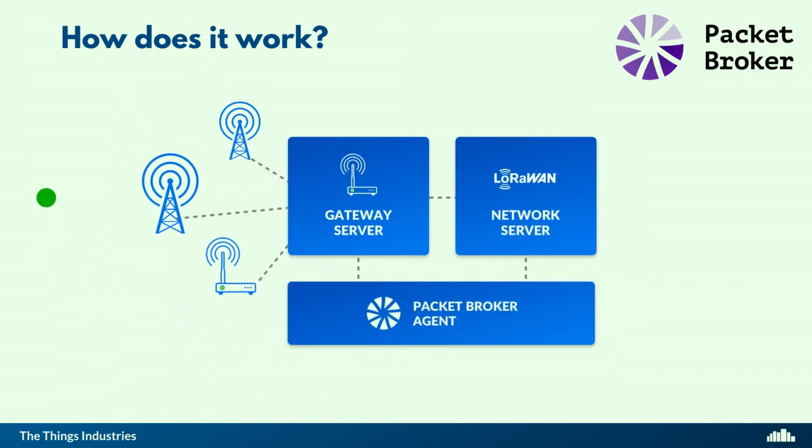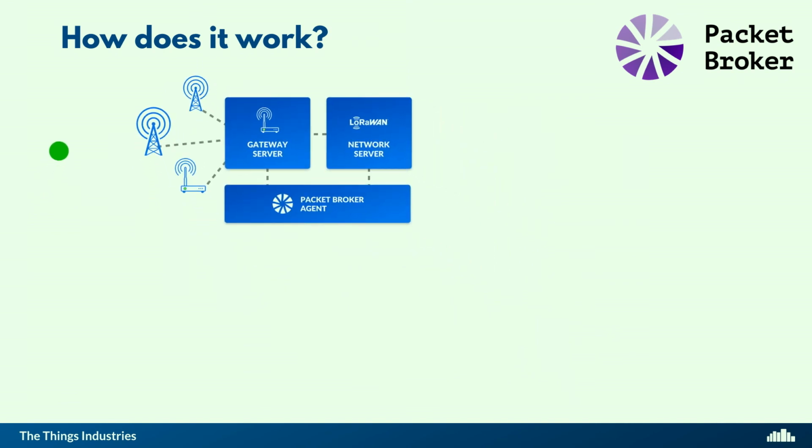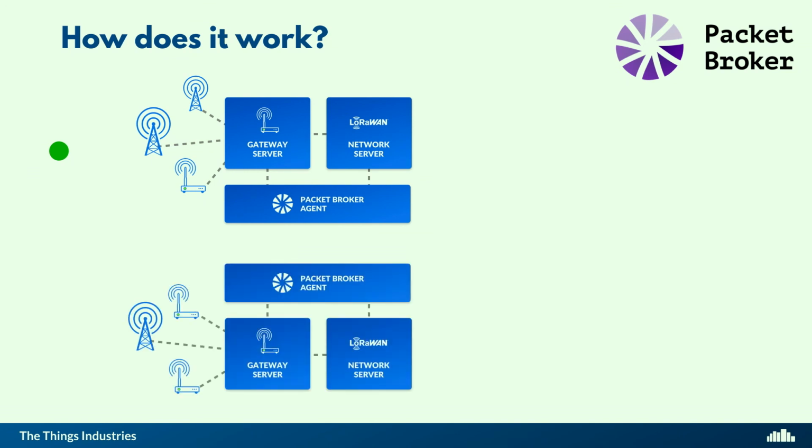What matters is that we add a packet broker agent, and that's a client component that runs in your network and that interacts with a packet broker. So packet broker agent will become part of The Things Stack, open source as well. And if you have another network that also has packet broker agent, they can start exchanging traffic with each other.